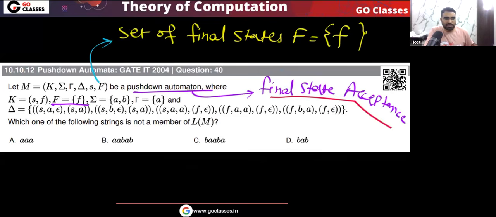So when will the string be accepted, tell me. In the final state acceptance PDA, the string will be accepted if at the end of the string you can go to some final state. Yes or no? Very simple point. So this is a final state acceptance PDA.